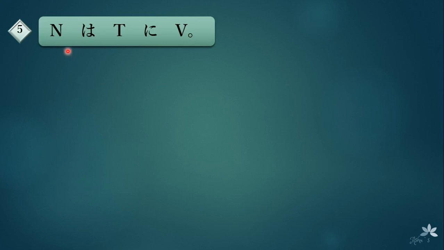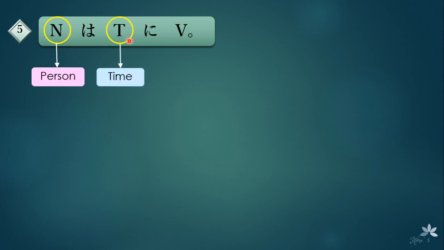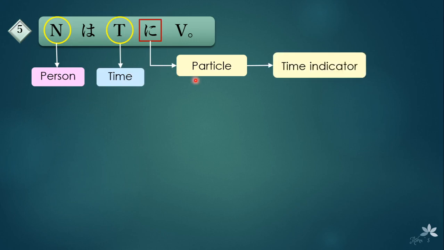Let's construct the sentence N wa T ni V. Here N is a person, T is the time, and this is the particle ni, which is a time indicator. This particle ni has many uses. One of the applications is to indicate the time. And V here stands for the action, the verb.